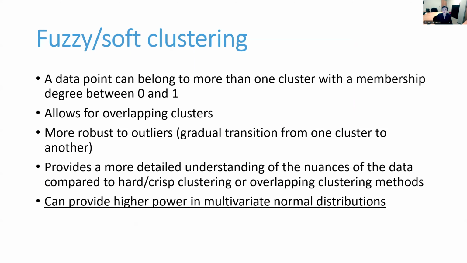So why can it be useful? We allow for overlapping clusters. It is more robust to outliers, because of the gradual transition from one cluster to another. Soft clustering provides a more detailed understanding of the data compared to crisp and overlapping options. And what is very important, it can provide higher power in multivariate normal distributions.